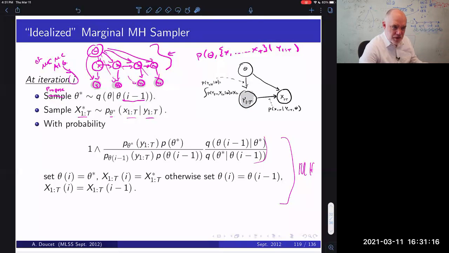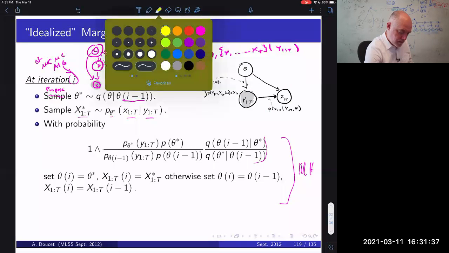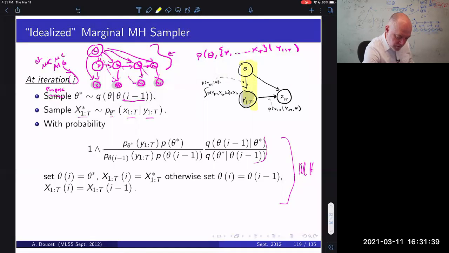But let's imagine that we do. If we did, then we would have a model that looks like this, where we have theta and y1 to t. And if we wanted to sample in this model, I think it's fair to say that you should understand that you could run Metropolis-Hastings on simply this part. And by this part, I mean this part. Can you see that? Yeah. You run Metropolis-Hastings on this, basically Metropolis-Hastings on theta, right?